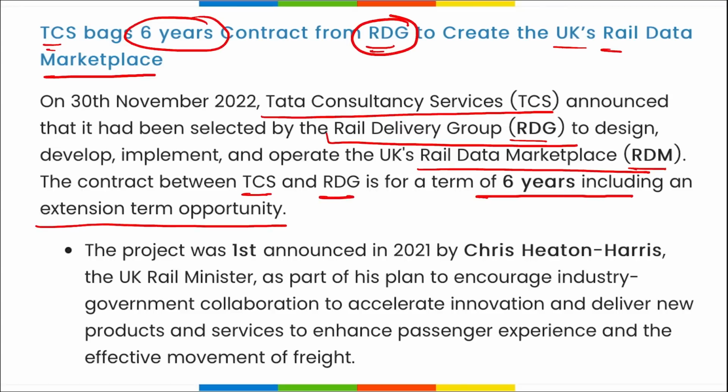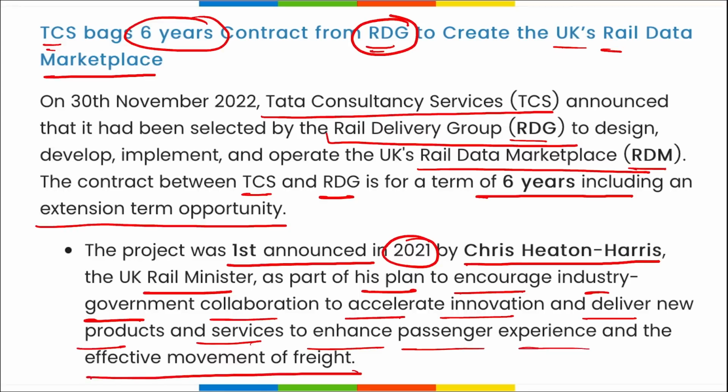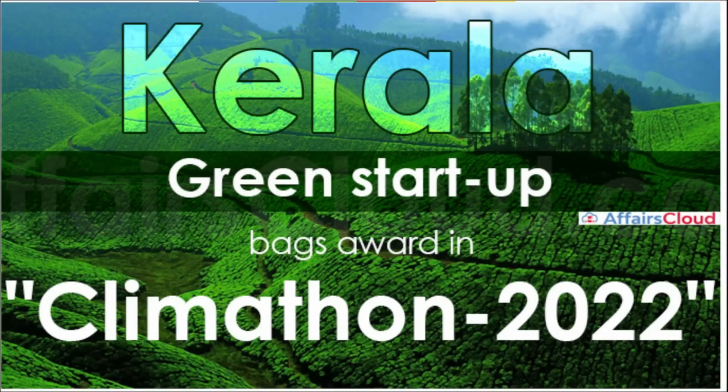The project was first announced in 2021 by Chris Heaton-Harris, that is UK's rail minister, as a part of his plans to encourage industry-government collaboration to accelerate innovation and deliver new products and services to enhance passenger experience and the effective movement of freight. This data marketplace will have a collection of data, and based on that data, new schemes, products and services can be launched for the customers.